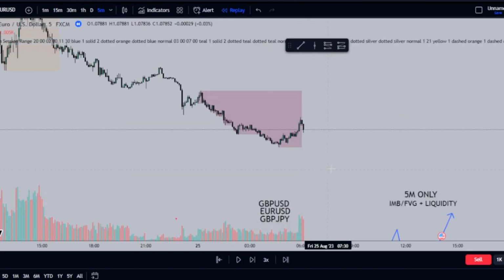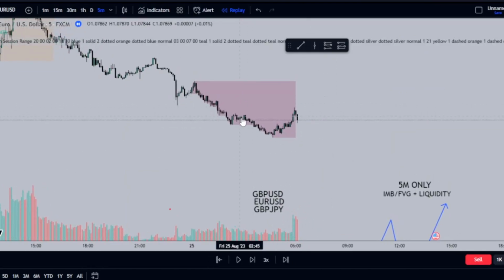Let's go. All right, guys, we're here on this chart. We're going to be using an indicator. If you want this indicator, you can join our community. That's where we share the indicators and the tools that we use.